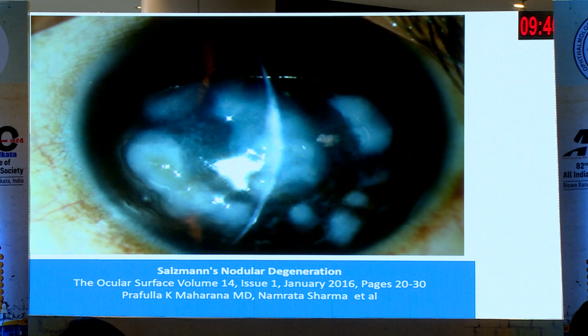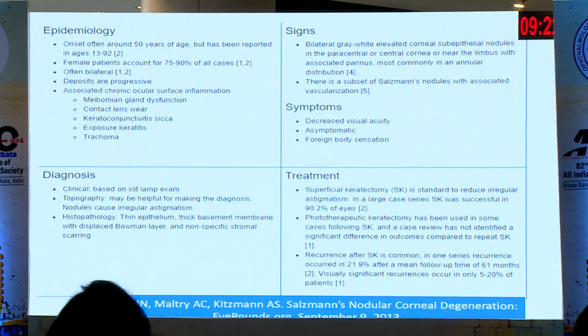Now the pathogenesis is thought to involve poor epithelial protection. So whenever there is anything that is causing a chronic surface change, there is a disruption of the epithelium and Bowman's, and the epithelium derived growth factors go inside and induce the fibroblasts to secrete more extracellular matrix. So that is when there is the development of these nodules. For Salzmann nodular degeneration, the diagnosis is based on clinical examination, and topography is helpful in evaluating the contribution of the nodule to visual impairment.